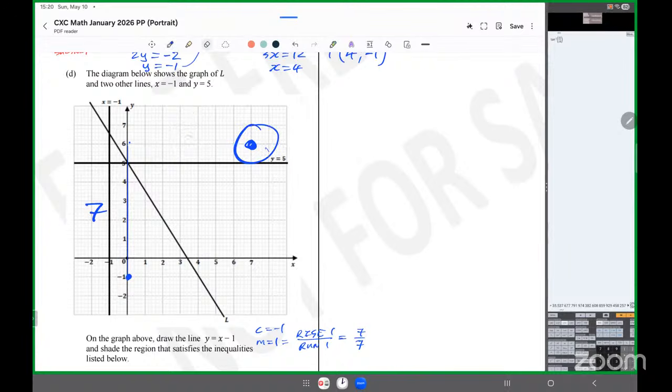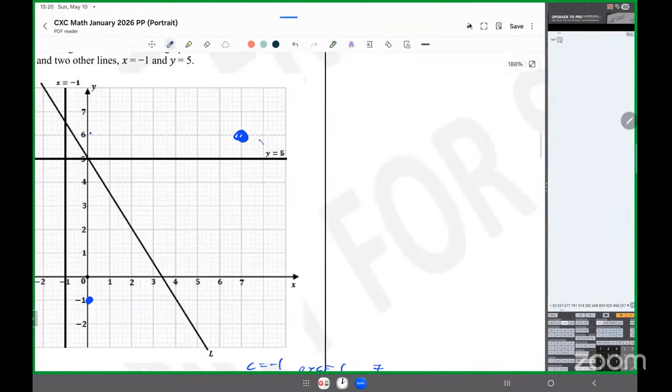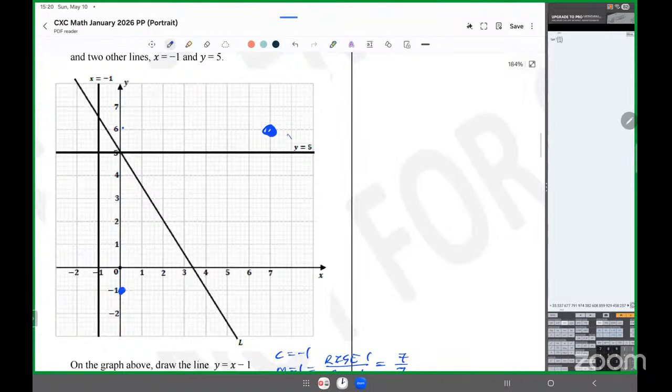So all I need to do now is draw a straight line through those 2 points. This is the y-axis intercept point. The rise and run gave me that point. So draw a straight line through those points now, like so. That's it. That's my line. y equals x minus 1. Simple as that.